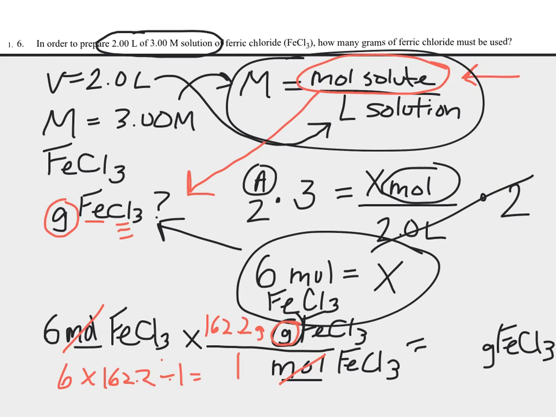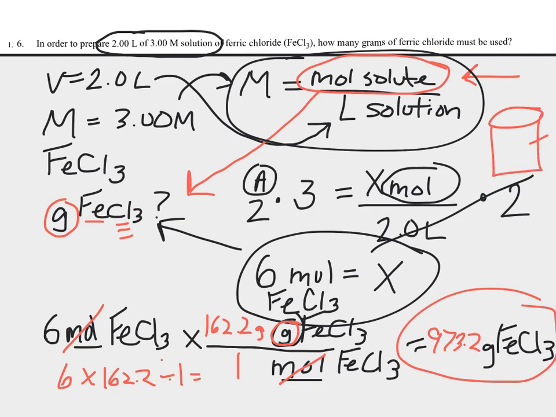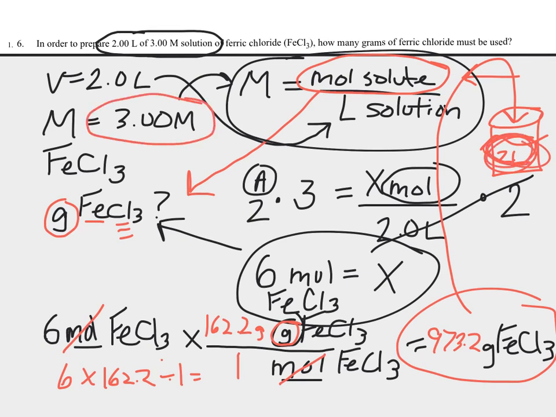But 6 times 162.2 ends up being about 973.2 grams of FeCl3. So what does that mean? That means if you had a big beaker with 2 liters of water, you would take 973 grams of iron 3 chloride and mix it in there, and if you did, you would end up with a concentration of 3 for its molarity.